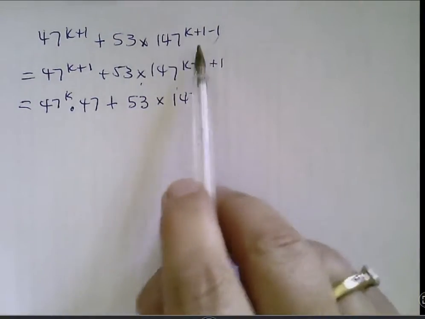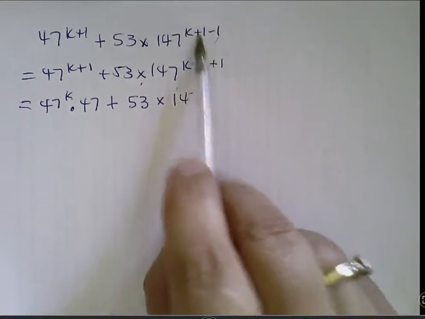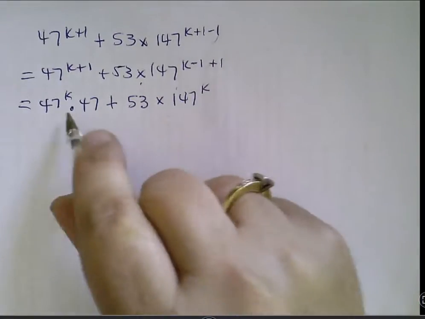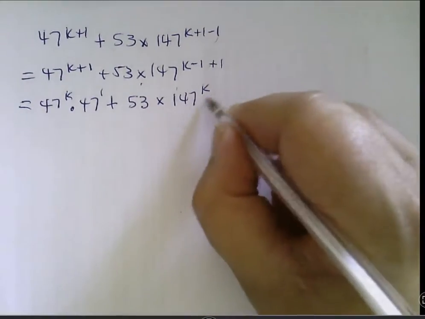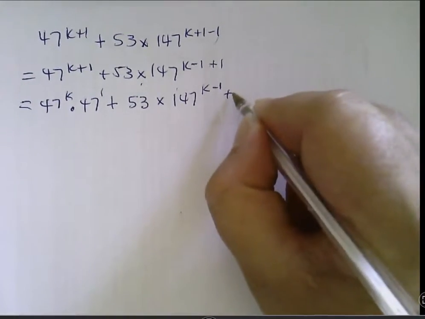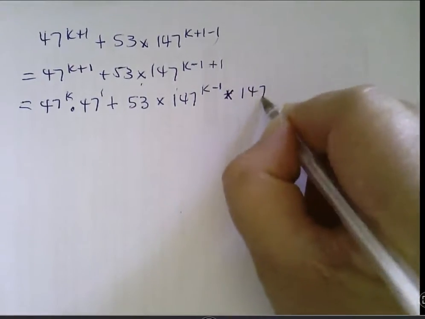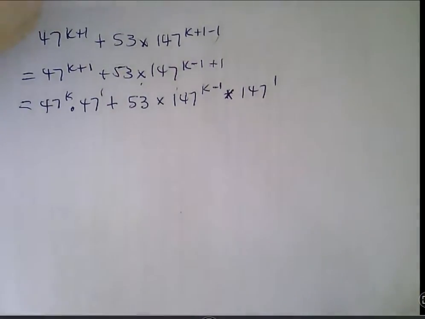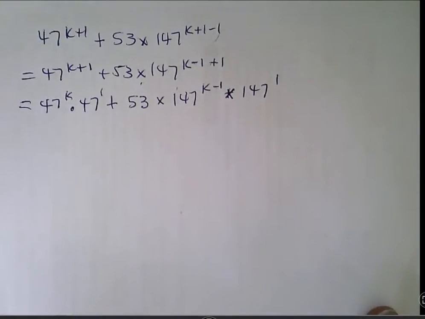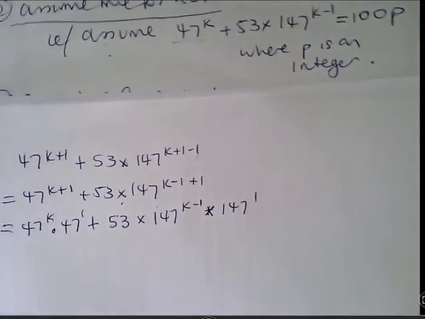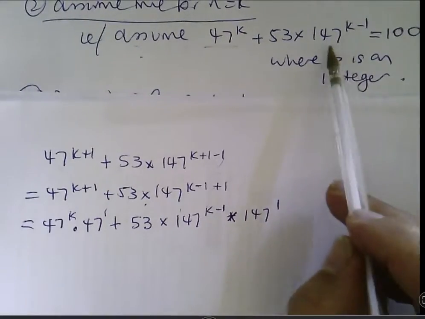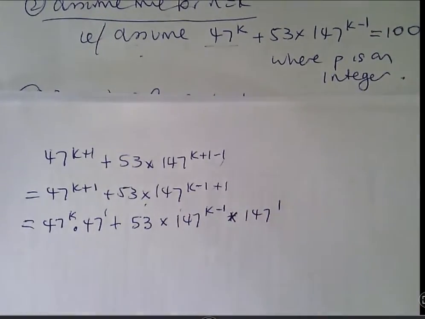So this is an alternative solution. We start with that. We're going to swap these two around. So we've got 47 to the k times 47 to the 1 plus 53 times 147 to the k minus 1 times 147 to the 1. Now, the reason I've done it like that is because if you look at the assumption, I'm trying to make it look like the assumption with the 147 to the k minus 1.